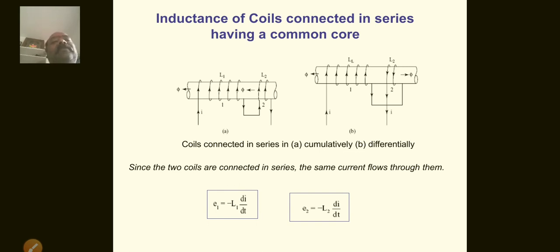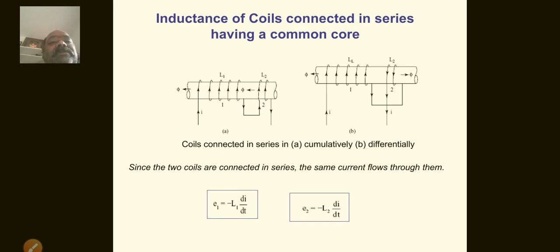Now, the inductance of coils connected in series. So far we have learned what self inductance is, what mutual induction is, and before that, what the magnetic field is; these three or four topics are covered. Now we come to the inductance of coils connected in series having a common core. If we take two coils, how are you going to connect them? If you are connecting in series cumulatively, for example, how is the first coil connected here?